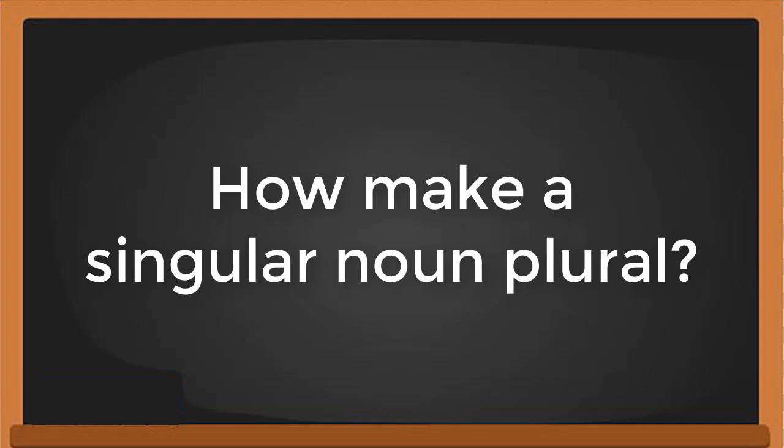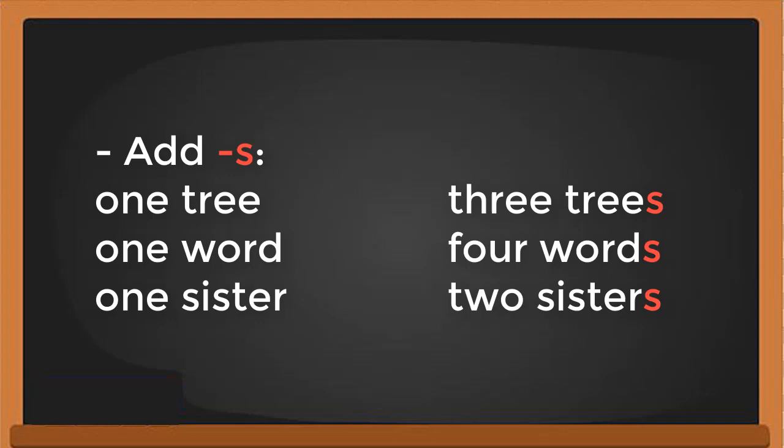Now we're going to learn how to make a singular noun become a plural noun. The first one is to add s to the noun. For example, one tree becomes three trees. One word, four words. One sister, two sisters.